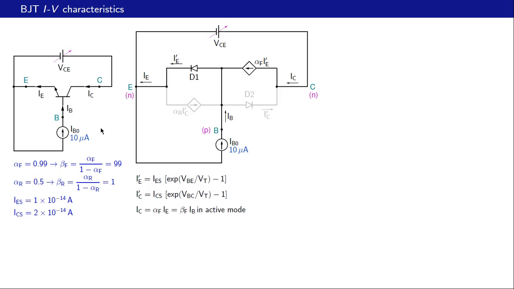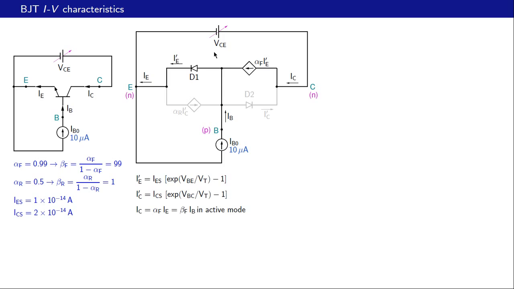First, let us replace the transistor with the Ebers-Moll model like that. And recall that in the active mode we need to only consider IE prime and alpha IE prime, but in general we need to consider all 4 branches. Okay, what we want to do is to get IC as a function of VCE for a fixed value of IB, that is 10 microamperes.